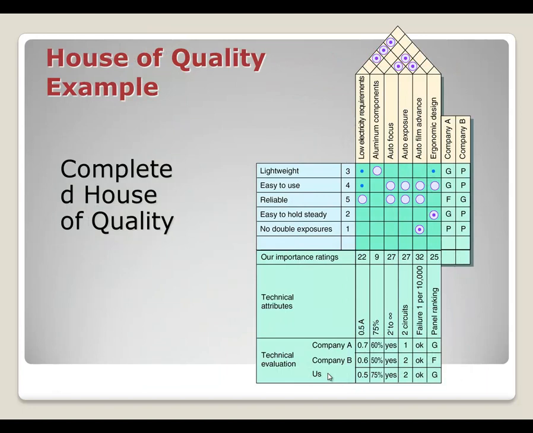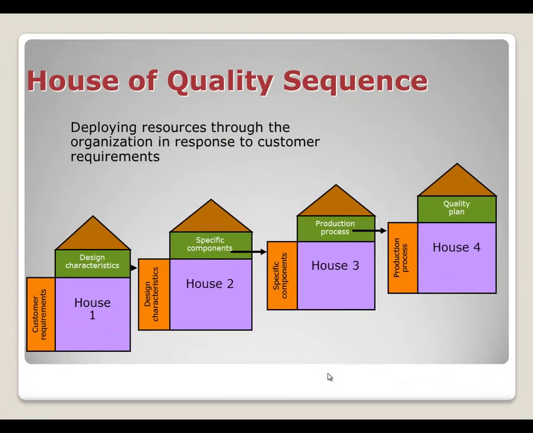This is a complete picture of the house of quality, and you can see the different parts that we put together to be able to analyze the customer needs, translate that into product design or design requirements, compare with other companies, make sure that the importance of these ratings is captured, and now we have the final product. In each stage, we look at different things. We look at the design characteristics, specific components, and then we look at the production process, and then we have to develop a quality plan to ensure quality and consistency of the product over production or over the product life cycle.